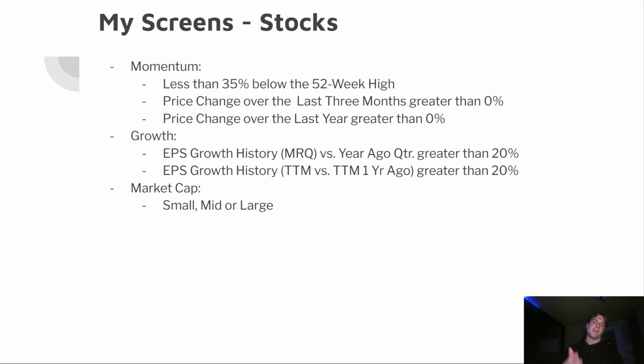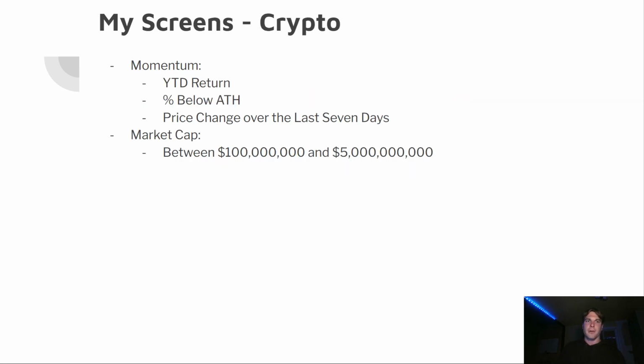And then I break this up into 3 different screens. I'll do a small cap screen, a mid cap screen, and a large cap screen. And then for cryptos, I use CoinMarketCap, like I noted, just looking for a year-to-date return. You want to see the percentage below all-time high, and then I look for the price change over the last 30 days. And then for market cap, I want to look for the up and comers. So I'm looking for 100 million to 5 billion.